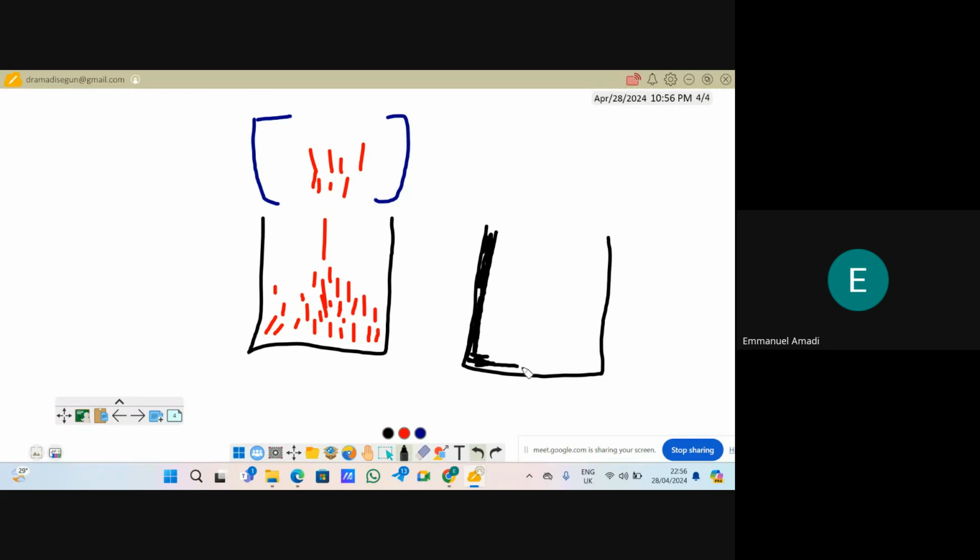This is a thickened ventricular wall. Now remember that there are two ways of emptying your atrium. The first one is the passive phase. The second one is definitely the active phase, which is the contractile phase.